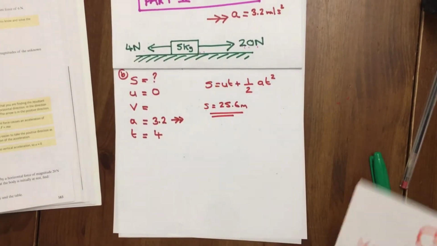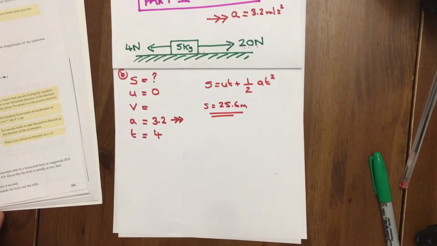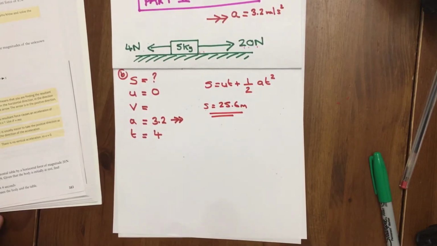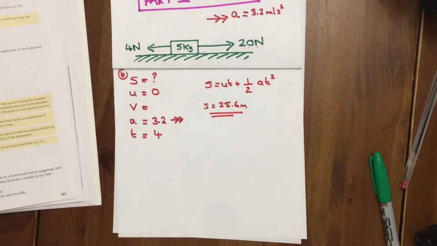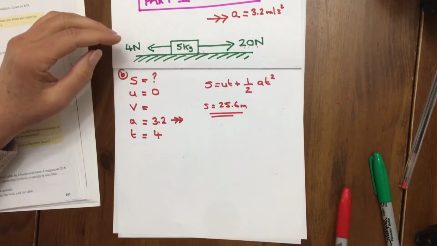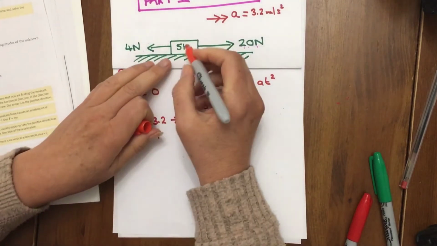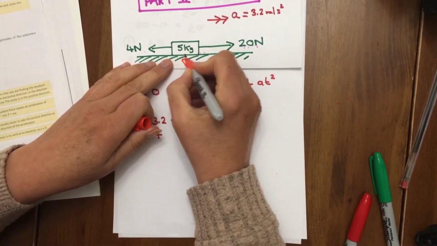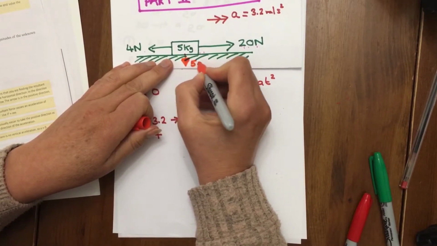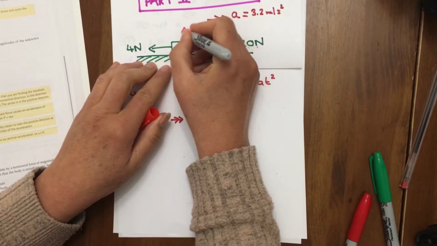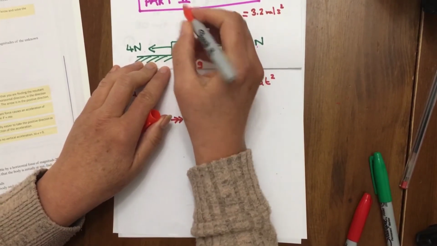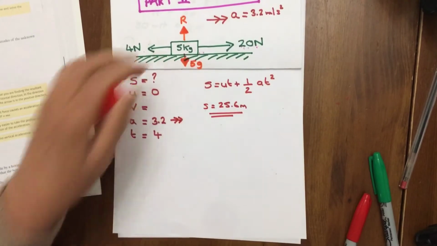Okay, that's part B. And then part C asks to find the magnitude of the normal reaction between the body and the table. Well, from the first exercise A and B of this chapter 10, when you look at a body, this will have a downwards force of the weight, which is 5g, and it will have an upwards direction, which we call the normal reaction.